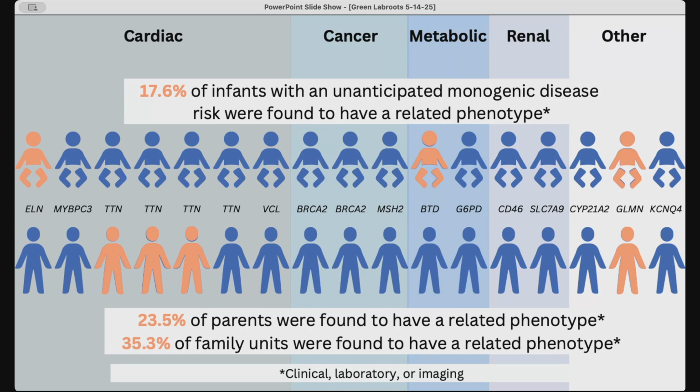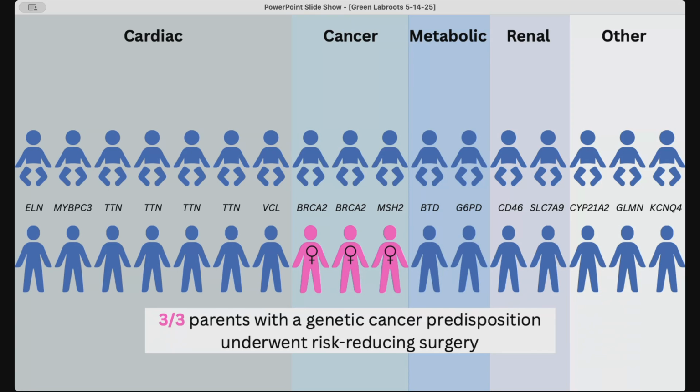And this theoretical argument became real for us when 3 of the children were seen to have adult onset cancer predisposition. 2 of them had a BRCA2 mutation, 1 of them had an MSH2 mutation for Lynch syndrome.